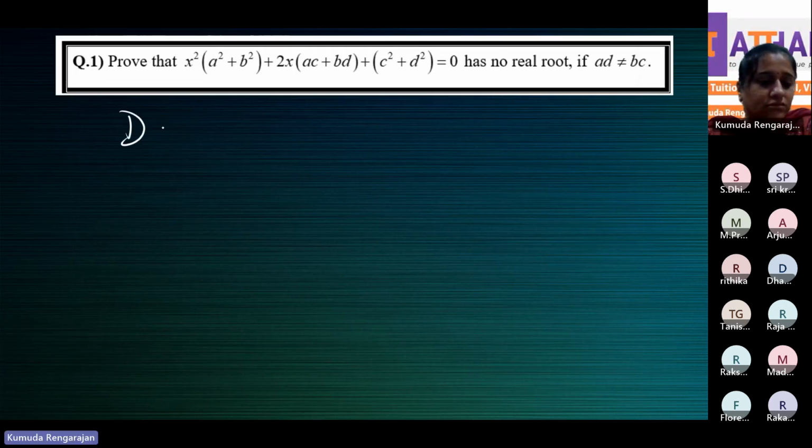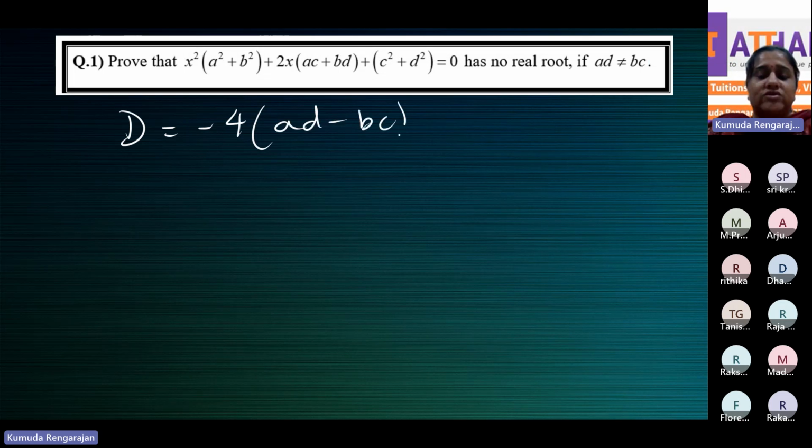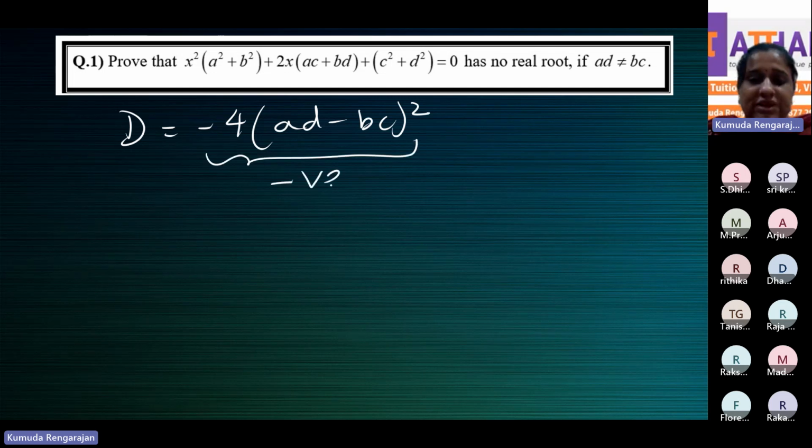So we got D is equal to -4 into (AD minus BC) the whole square. This is what we got. Now you have to prove that this expression is negative. We got the value of D. Only when you prove that this is negative, D is negative. So if D is negative, the given quadratic equation has no real roots.